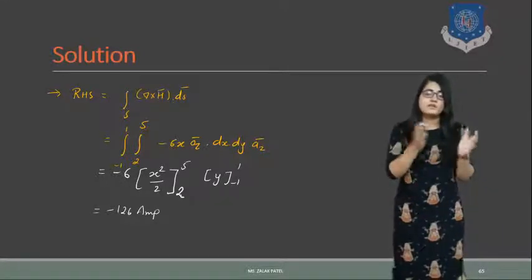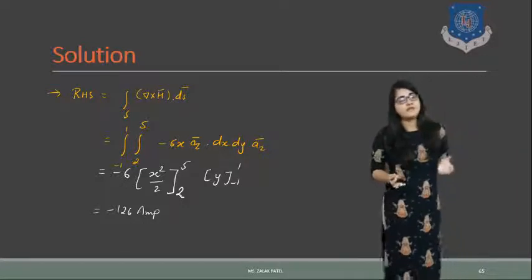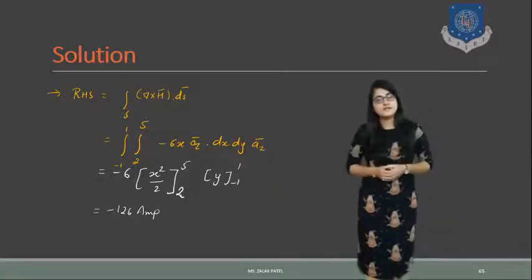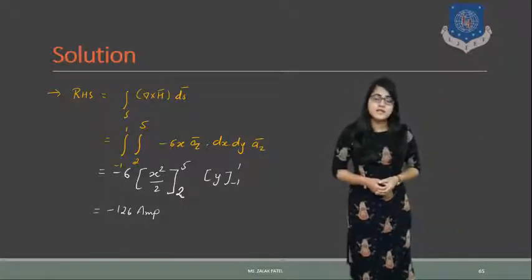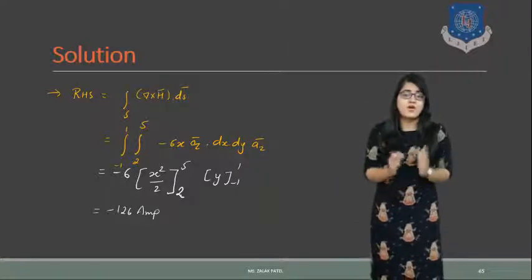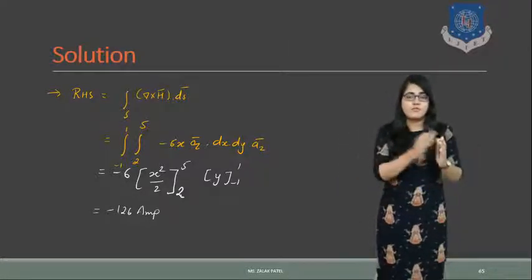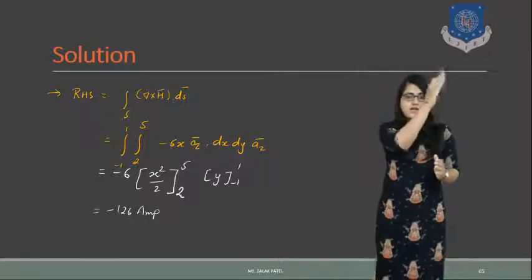Now let's solve it for the left hand side. For the left hand side, you have to solve the integration of H dot dl. For this, you have to calculate all 4 parts, that is from a to b, b to c, c to d and d to a.